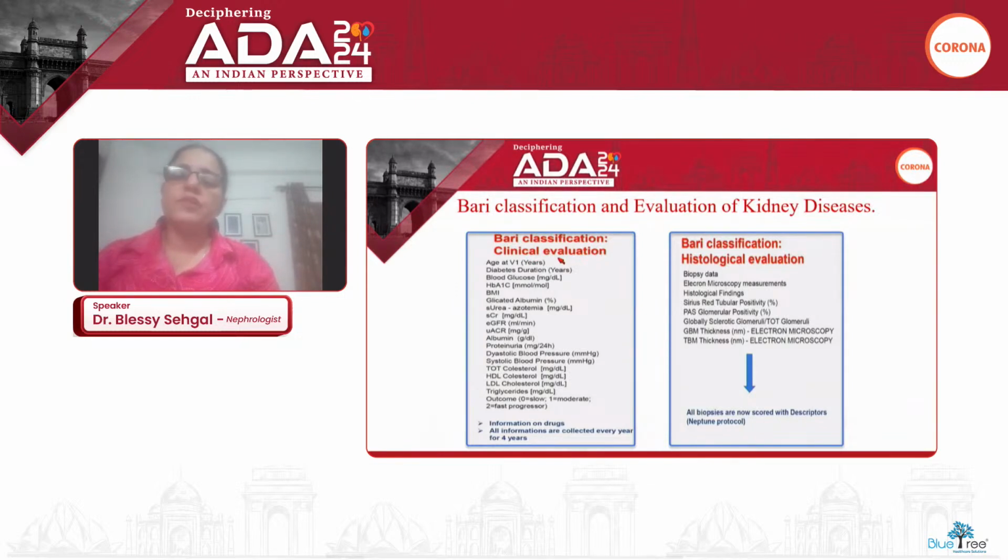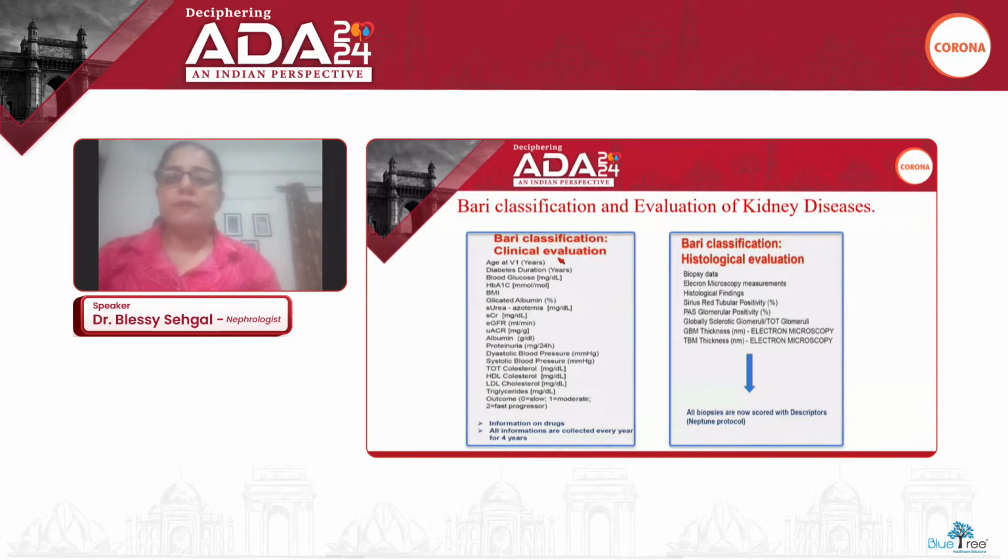Renal parameters were collected: urea, creatinine, and eGFR. They collected data on the urinary albumin-to-creatinine ratio. Serum protein and albumin were collected. Blood pressure parameters, diastolic and systolic, were collected, and cholesterol parameters were also collected.